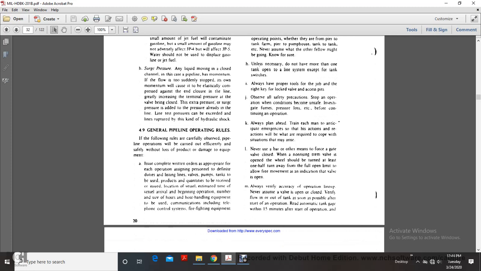4.9, General Pipeline Operating Rules. The following rules, carefully observed for pipeline operation, will ensure efficiency and safety, without loss of product or damage to equipment.